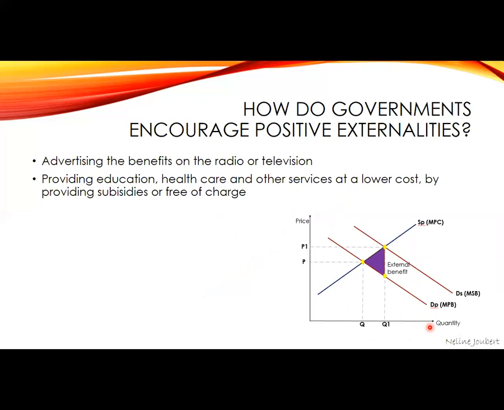They usually advertise the benefits on radio or television, or they will step in knowing that, yes, we want people to demand more of these goods, but this leads to the price being too high, unattainable for a lot of people. So they will step in and subsidize education, healthcare, or other services, or even provide it free of charge.